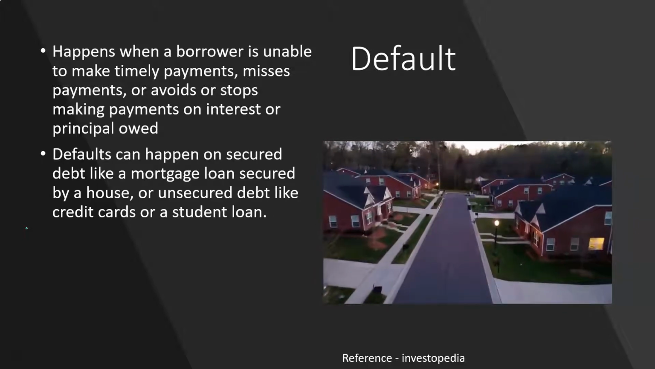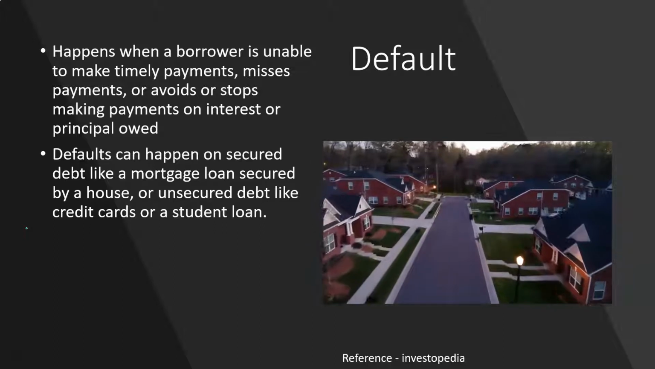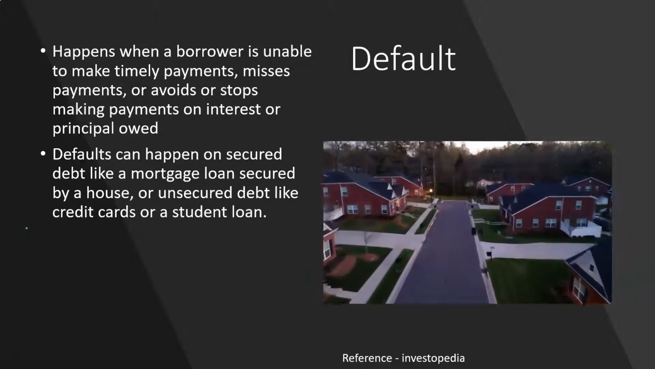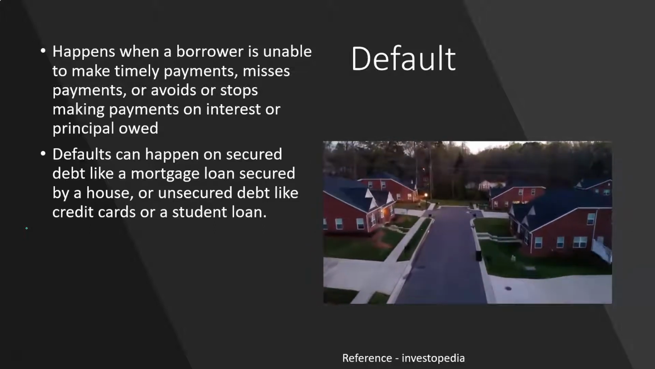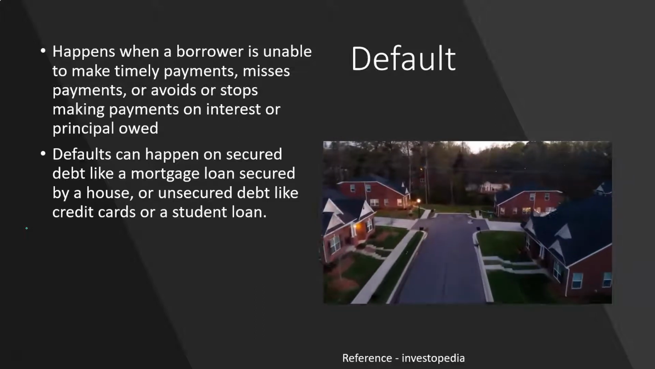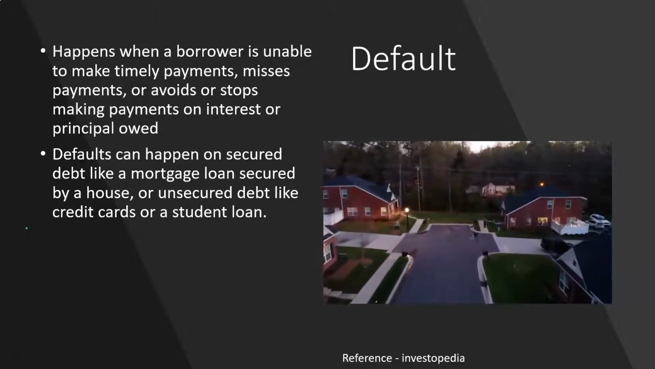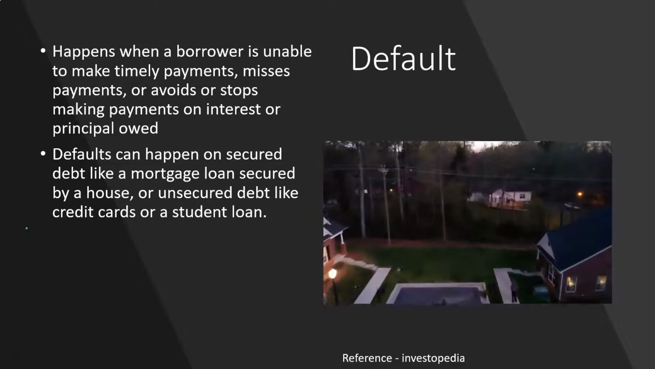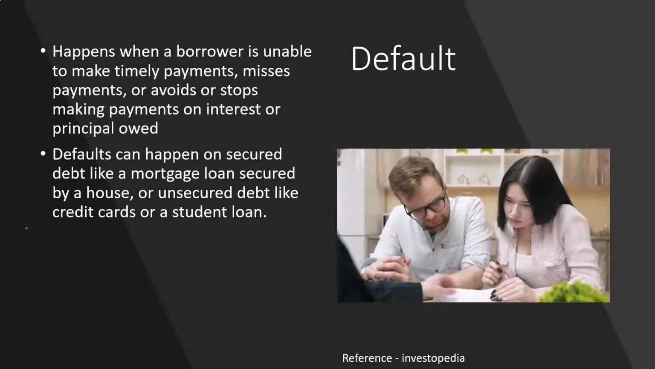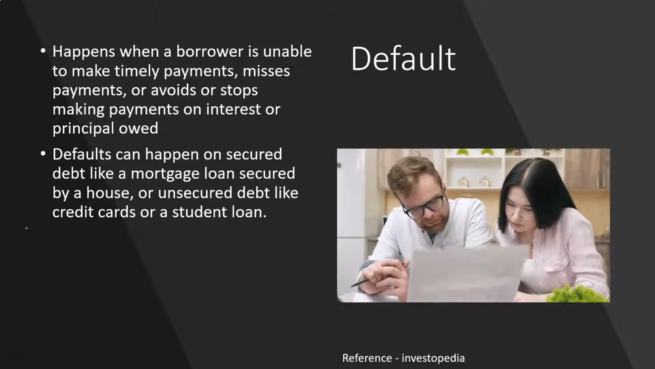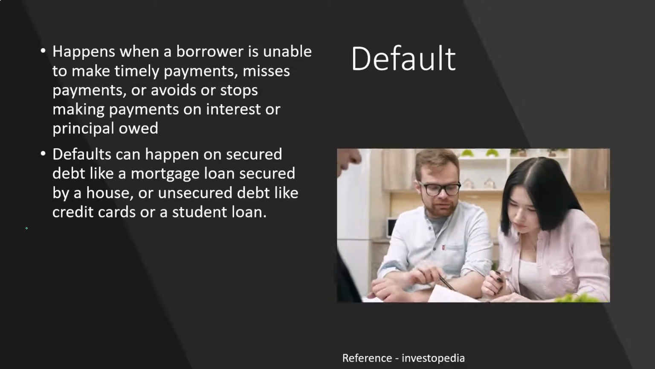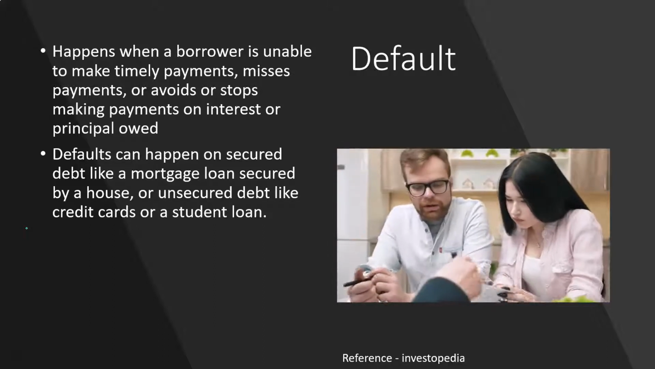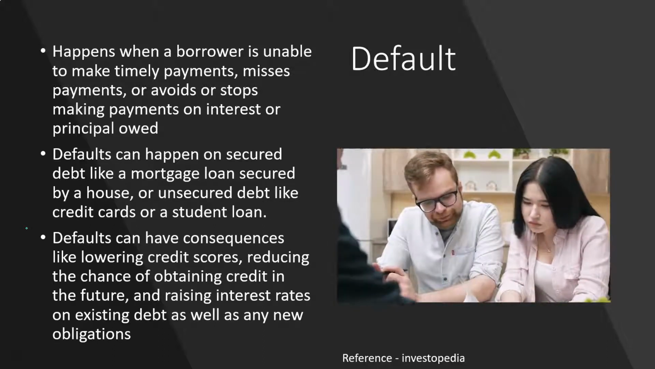So defaults can happen on secured debt like a mortgage loan secured by a house, or unsecured debt like credit cards or student loans. So a default in general can be if you took out a loan, no matter what type of loan, whether it be secured or not. If it was not secured, then the lender doesn't have as much recourse. They have less capacity to collect on it. If it was secured, then they have that recourse, of course.